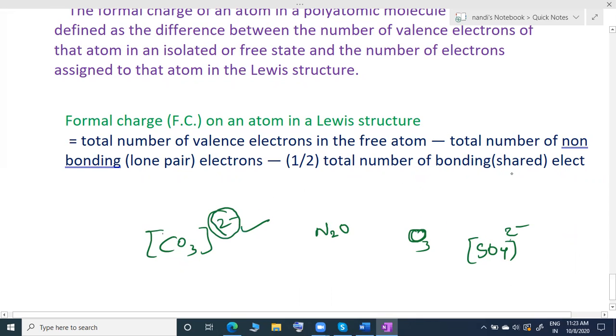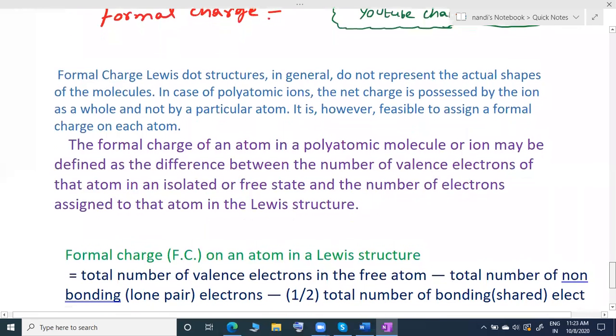But the general thing you have to know from the periodic table is that the more electronegative atom should contain the negative charge. The less electronegative atom may contain the positive charge. Clear? That's the basic point you have to remember. Now we can see formal charge. Lewis structures in general do not represent the actual shapes of the molecules. In case of polyatomic ions, the net charge is possessed by the ion as a whole and not by a particular atom. It is, however, feasible to assign a formal charge to each atom.